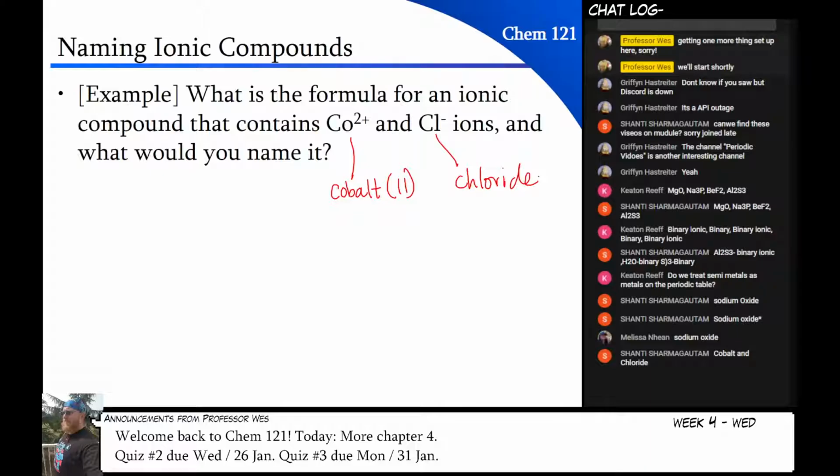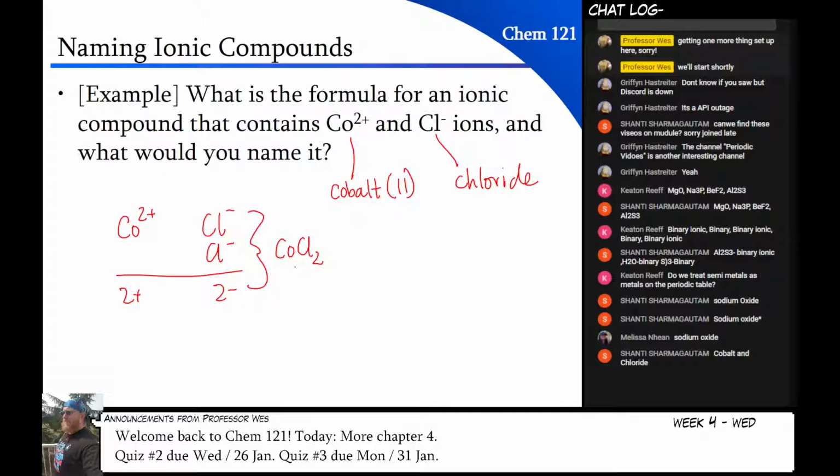Now I have to write the formula for it, where I would just write out the ions here. And we would do the same thing that we did before. Does the charge balance out? Now I need an extra minus here, right? So I can get 2 plus and 2 minus. And so this would be the formula.